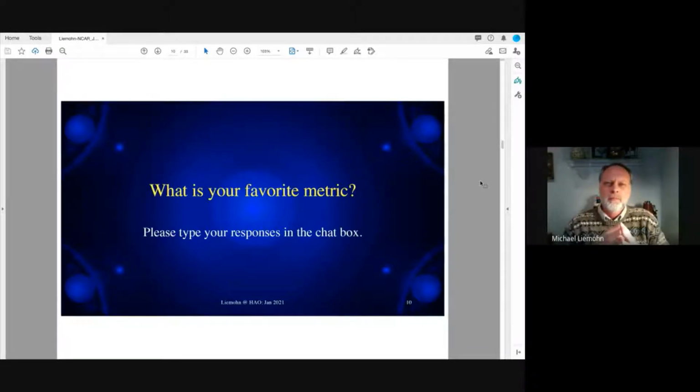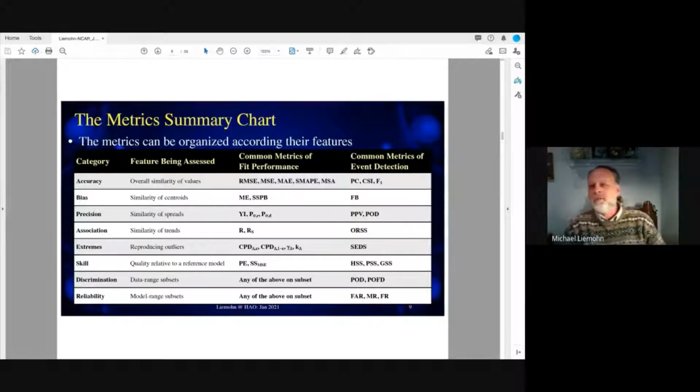So what's your favorite metric? Now I have to get out of polls over here and get back over to the chat box. So please go to the chat box. You just saw that big list here. I'll even go back to this, so at least you have the acronyms in front of you. What's your favorite metric out of all of this? If you could pick one off of this list, please use the chat box.